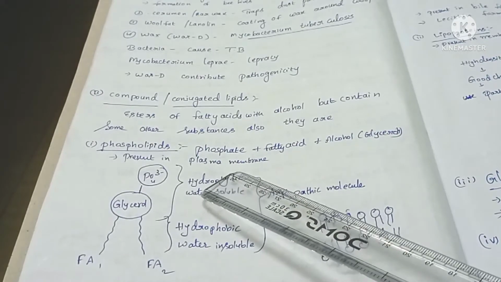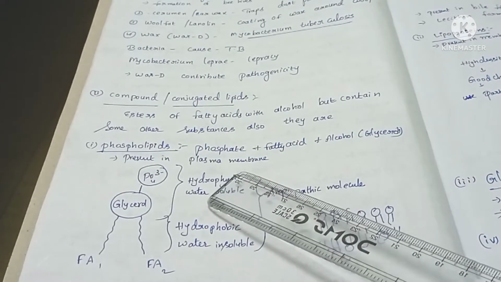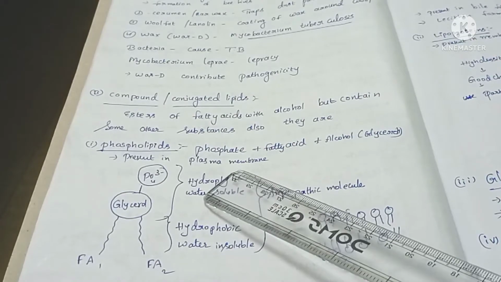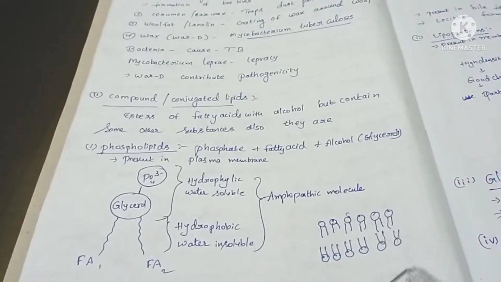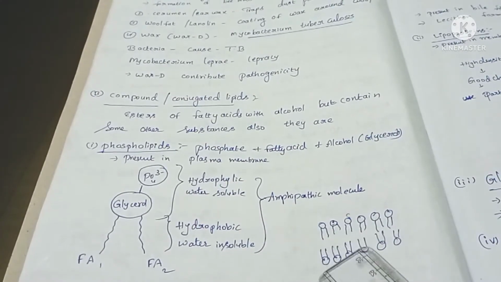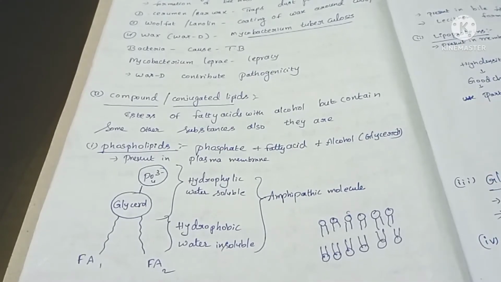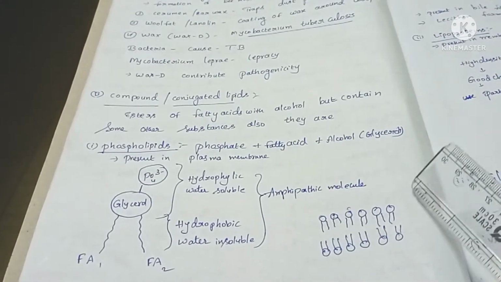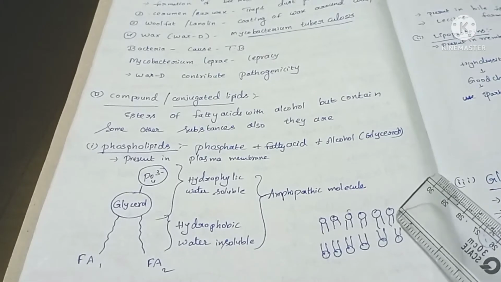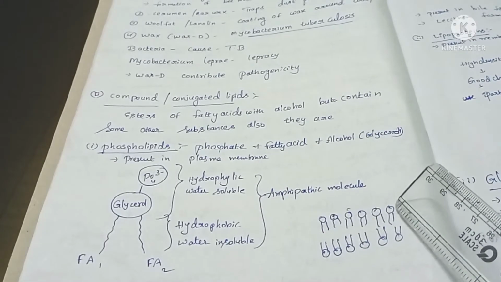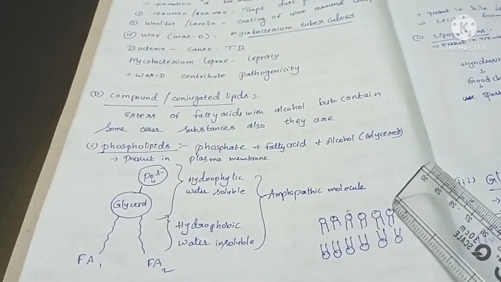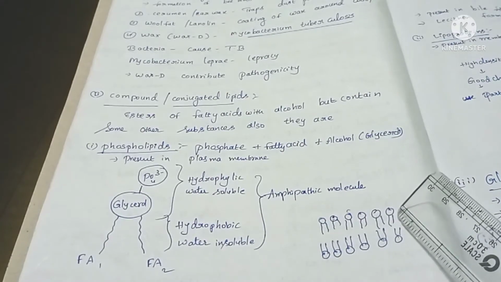And where are these phospholipids present? They are present in the plasma membrane. If you see the structure of the plasma membrane, it is a double membrane structure. What does it consist of? It consists of a hydrophilic head and a hydrophobic tail. It is a lipid bilayer, with hydrophilic head and hydrophobic tail.